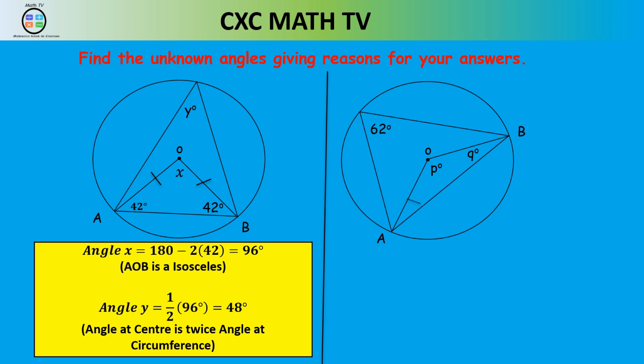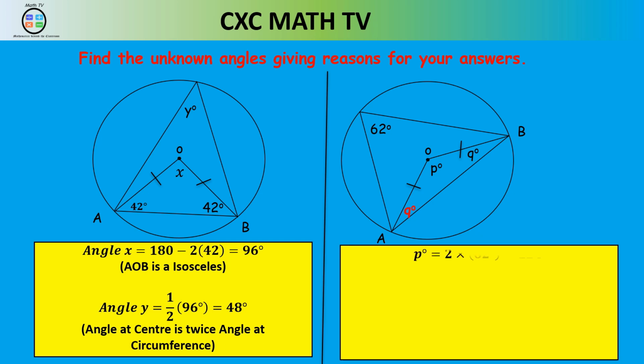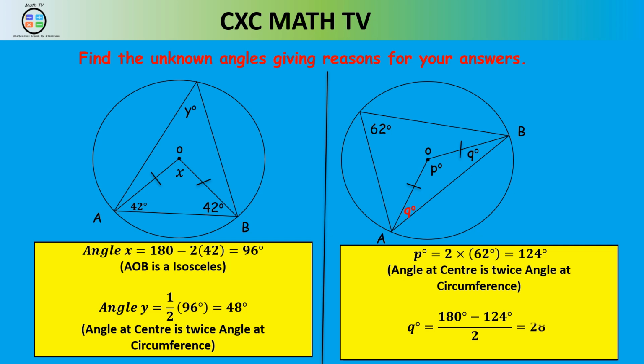Now looking at the right, we need to find angle p and angle q. Angle p is going to be 2 times 62 because angle at the center is twice the angle at the circumference. That's 124. Now angle q. Again, AO and OB are both radii. And so we can say that angle q is going to be (180 minus 124) over 2, which is 28 degrees, because it's an isosceles triangle. So we know that the angle at A and the angle at B will both be 28 degrees. Nice. And that concludes theorem 1.